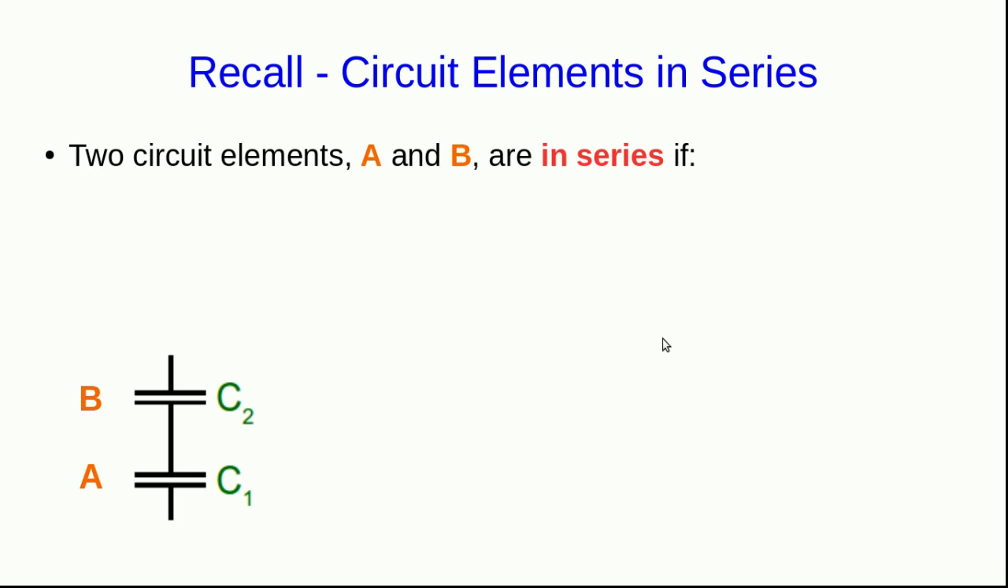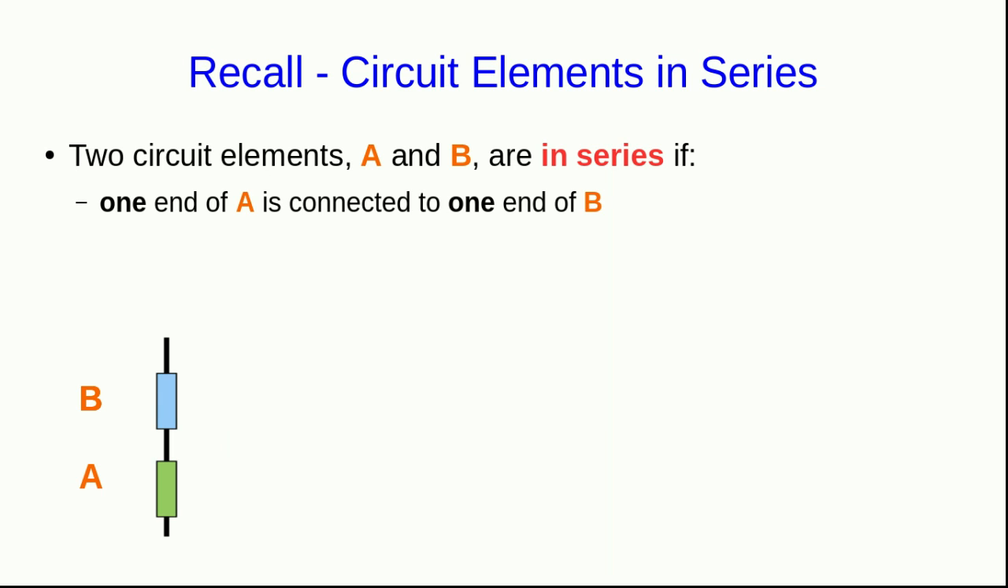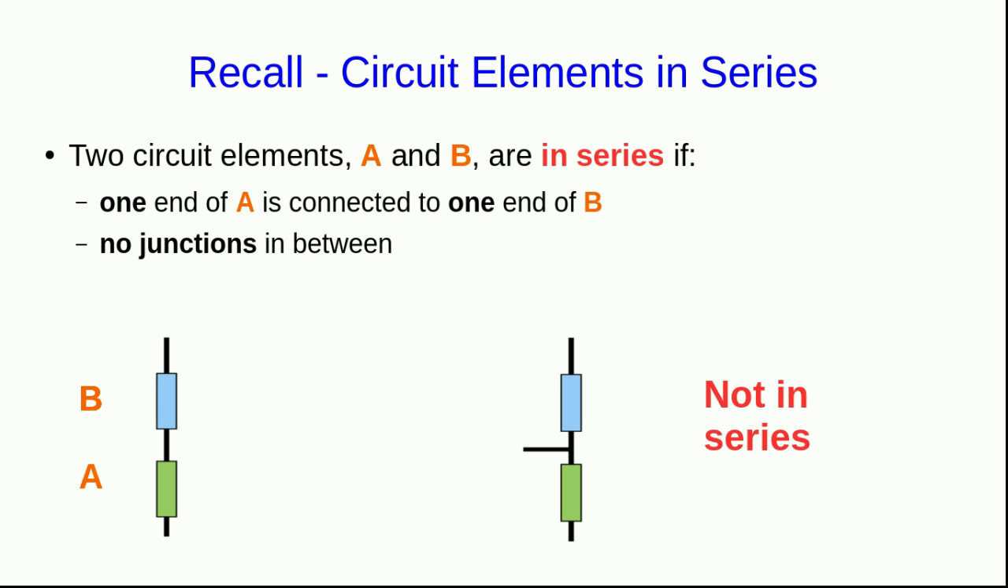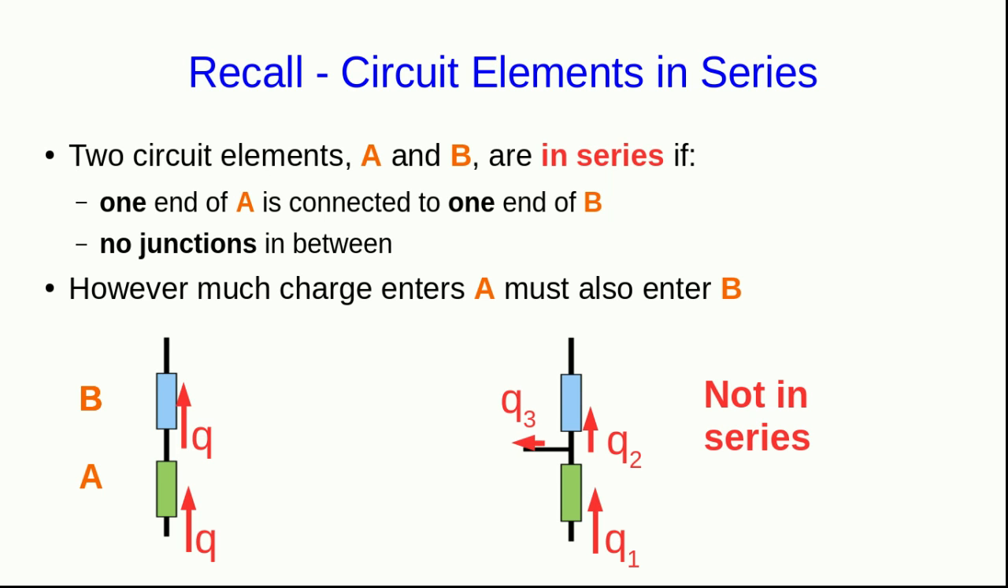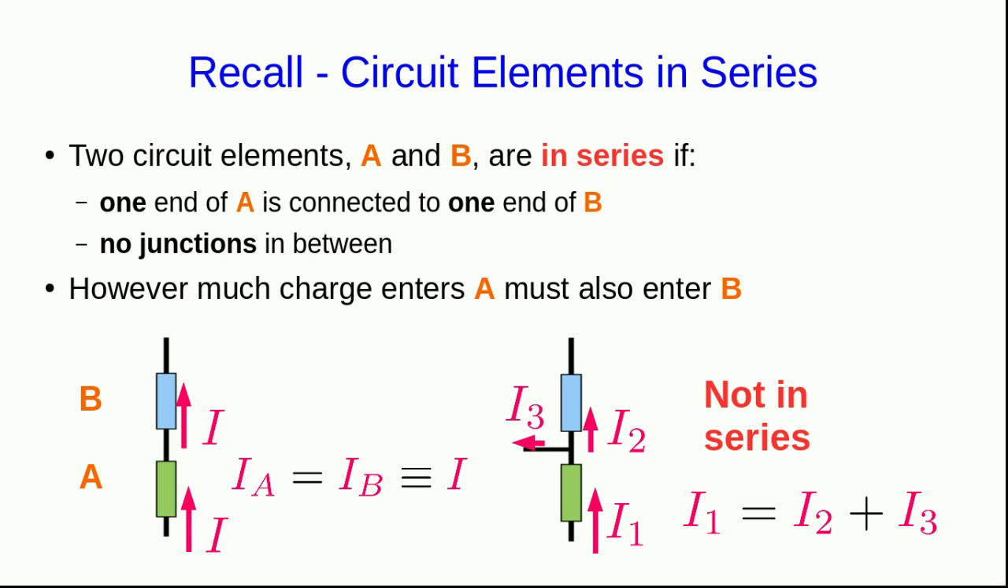I'm just going to start by going back over a couple of things from quite a while ago and updating them a bit. So we've seen that two circuit elements, no matter what they are, are in series if one end of one is connected to one end of the other and there are no junctions in between. So these elements A and B are in series, but these ones are not because there's a junction between them. And we've seen that however much charge enters one of them must go on to the other, or to update that in terms of terminology, we now know whatever current flows through one must also flow through the other.